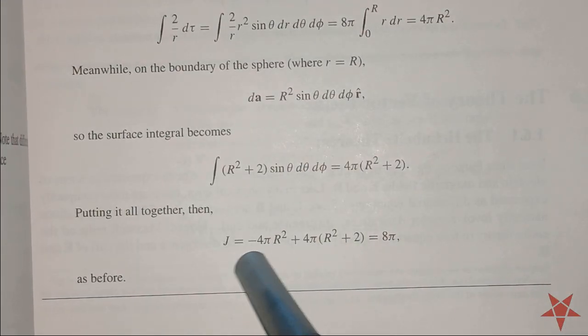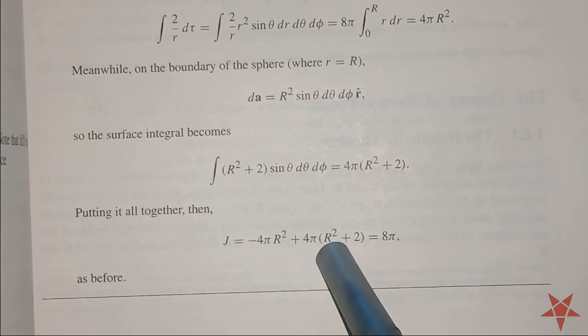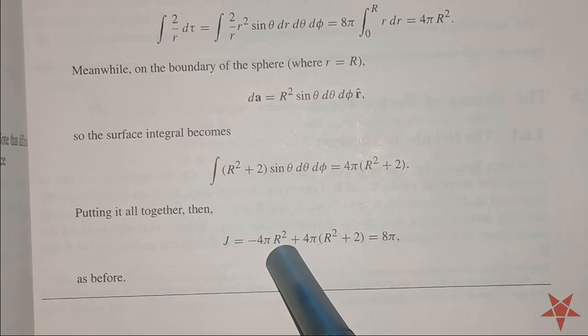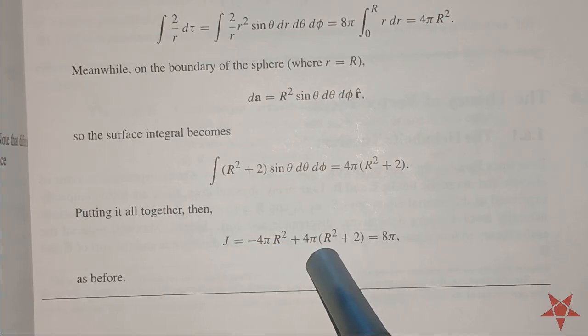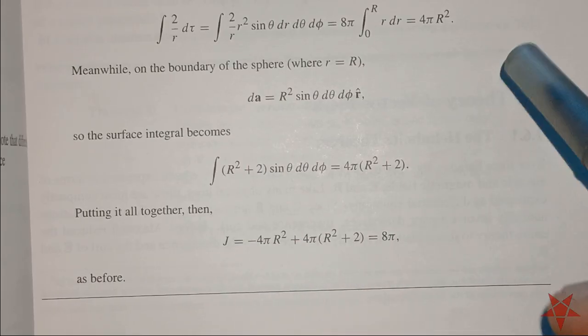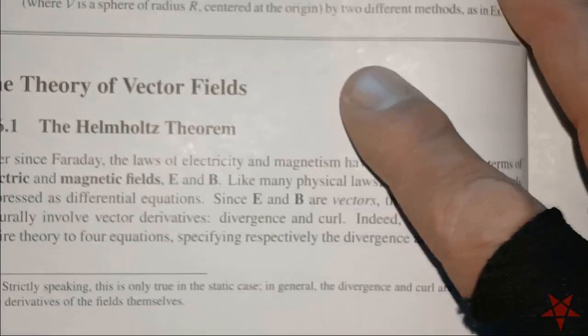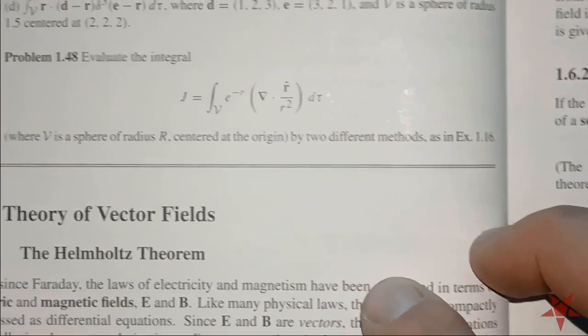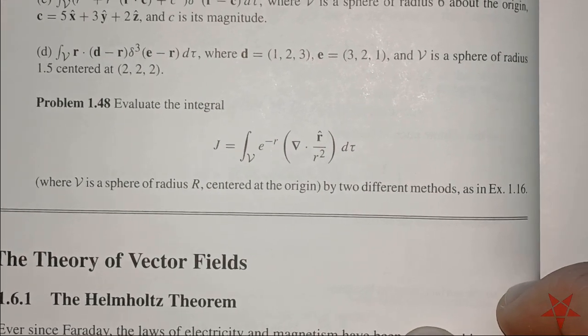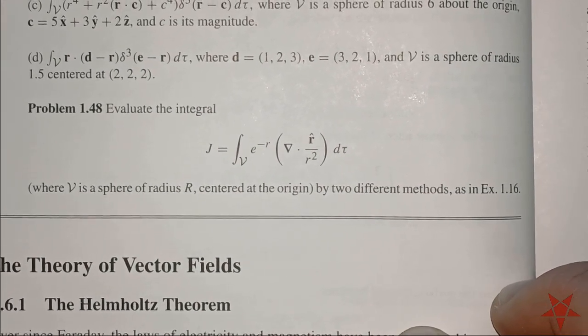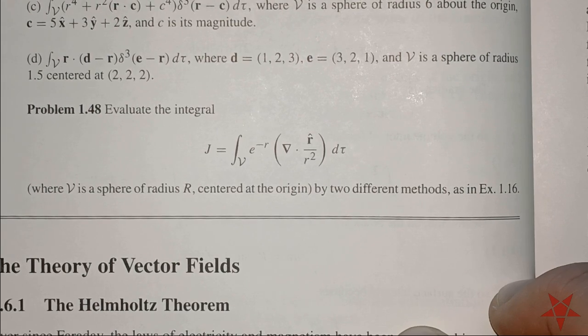When the two terms for J are added up, the 4 pi r squares drop out, one negative, one positive, and we're left with 8 pi as before. So that's the method we'll be using for the exercise, or problem 1.48.